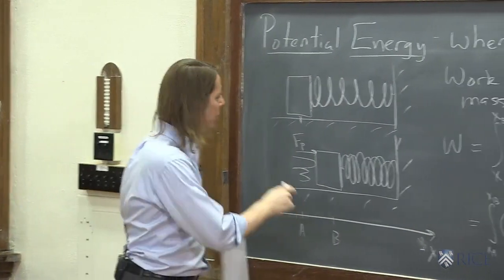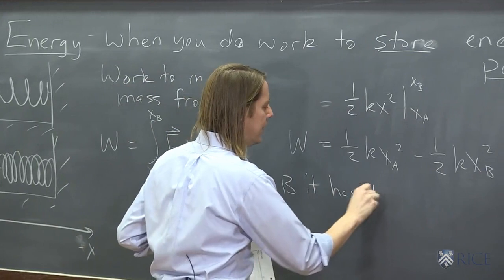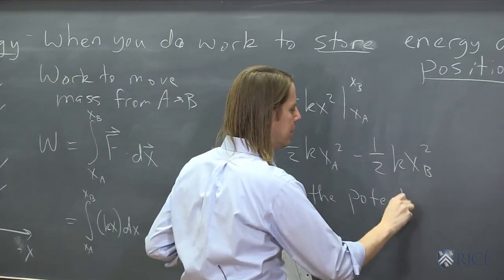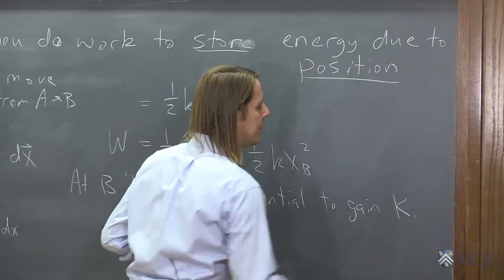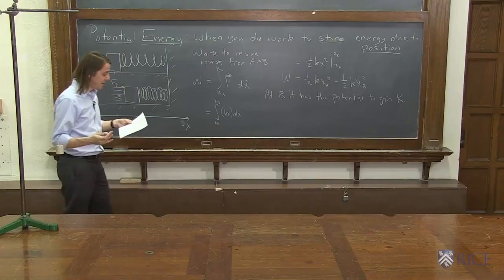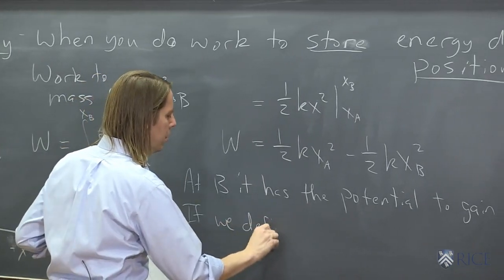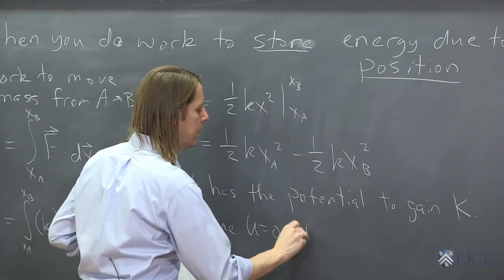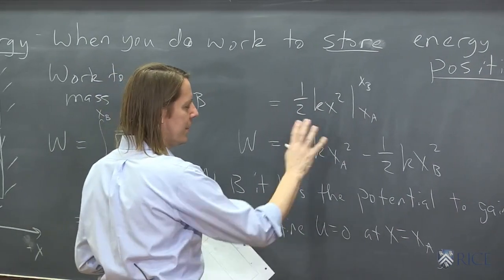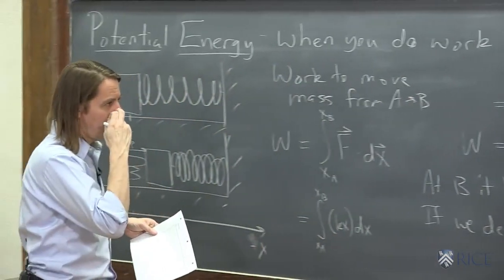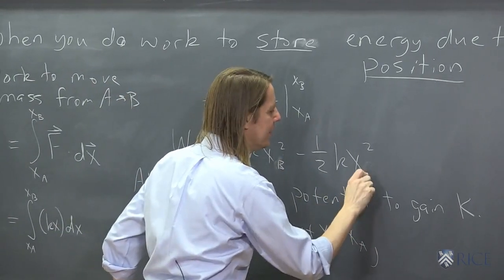Now we have to think about what potential energy means: once we move it to B, at B it has the potential to gain kinetic energy, is one way to think about it. How much could it gain? Well, if we define u equals 0 at x equals xa, then that makes this part 0. Sorry, this wasn't coming out right. It should be xb minus xa, there we go.